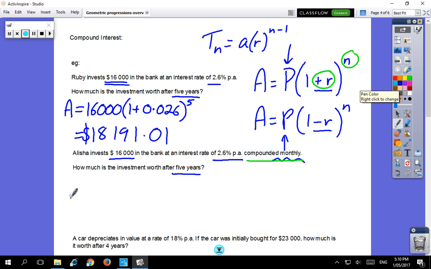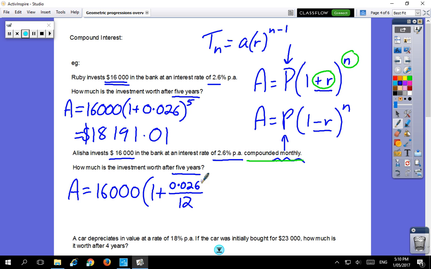Okay, so we still start the same way. A equals P outside of 1 plus, but the rate has changed. This is 2.6% per annum, which means 2.6% if it was calculated each year. Per annum, each year. But we want to compound monthly. So we need to take this 2.6% or this 0.026, I don't care how you write it, we need to share it evenly over 12 months. So now we've got 12 payment periods in each year.